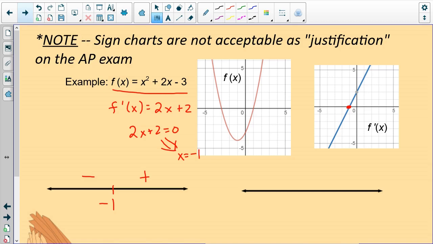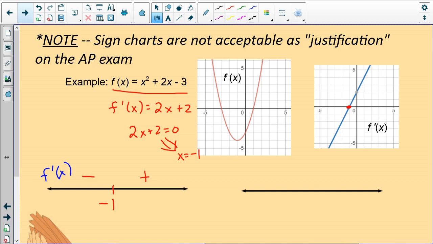One thing that's really important to note is that I did not label my mini graph. So if I don't label my mini graph, the AP graders will never even look at it. They have no idea what you're talking about. They don't know if I'm talking about f of x, f prime of x, f double prime of x, anything. So I definitely have to label my graph f prime of x. That at least tells them that you're doing something with the derivative. But that doesn't give them enough for you to talk about justification.